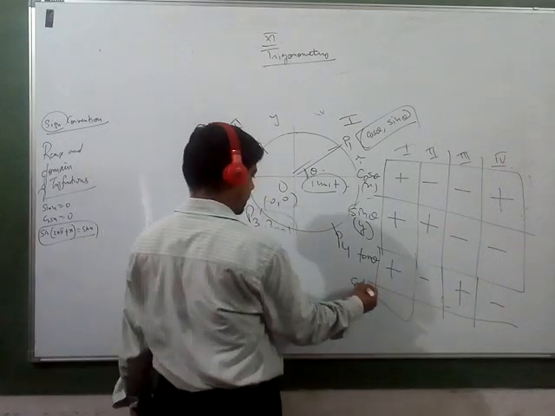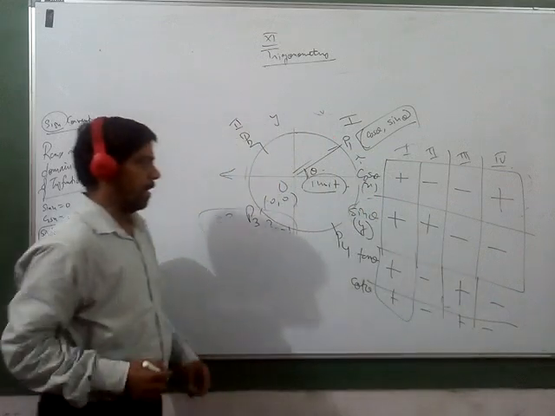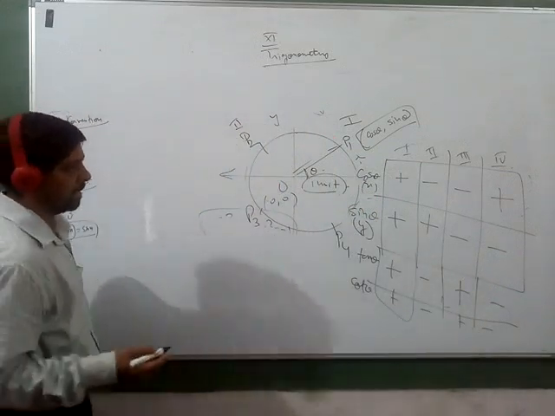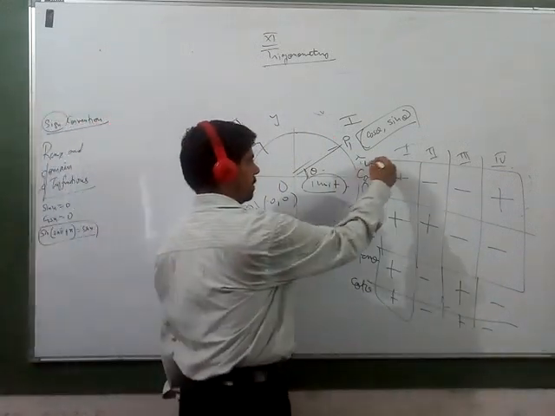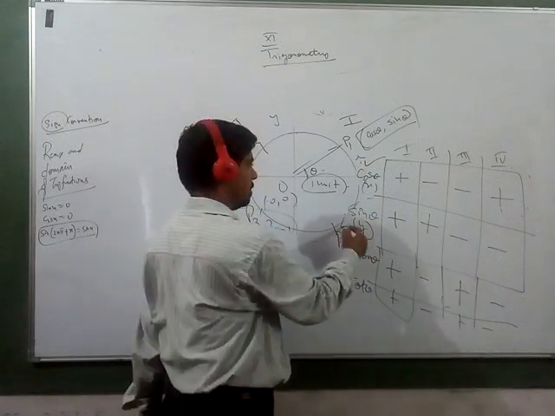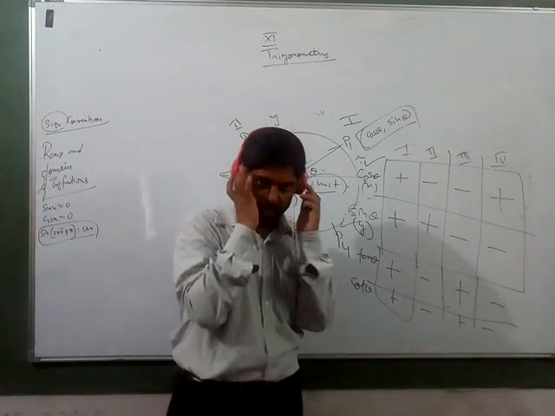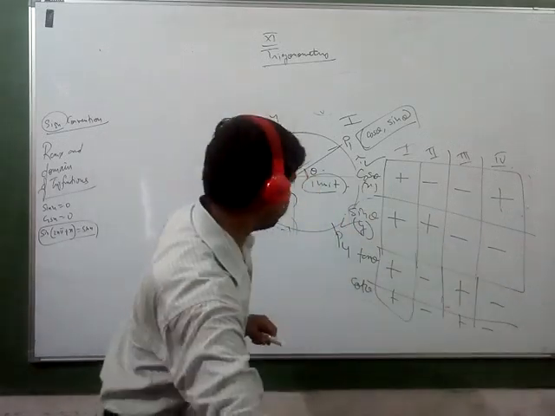Similarly, cot theta will be the same, plus minus plus minus. And you will have two others: sec theta will work just like cos theta, and cosec theta will work just like sin theta. Okay, so this is the sign convention. You have to understand and then learn it.